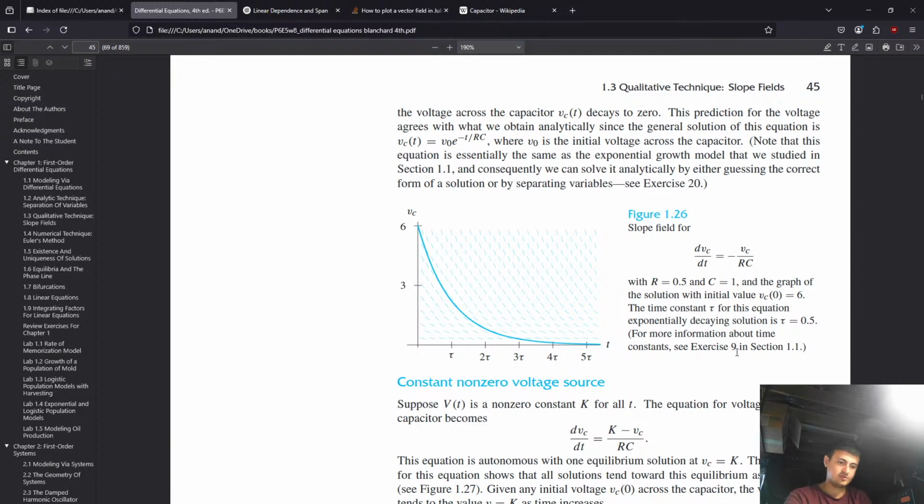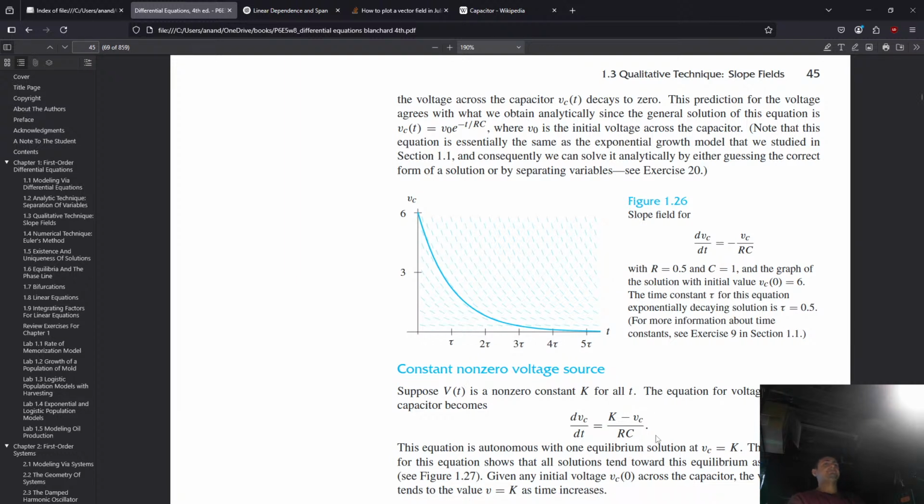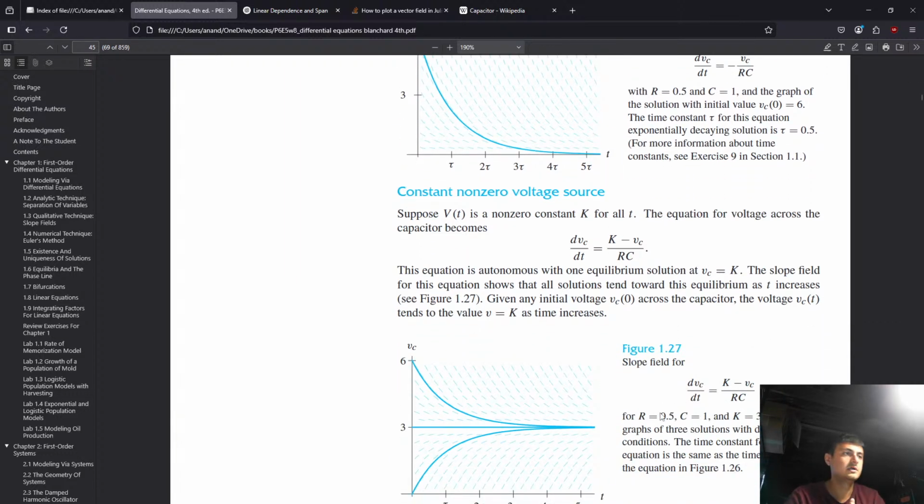Now number 2. V of t equals K, a constant voltage source. So now we're going to get VC dot equals K minus VC over RC. So how are we going to do this? Right, so this is now going to give the graph, because we can see that if K equals VC, VC dot equals 0, an equilibrium solution. So we're good.